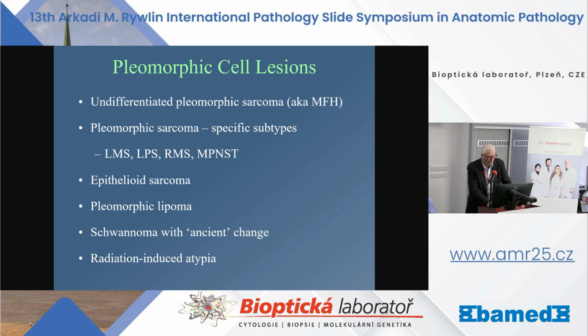This is probably number 1 on the list of pleomorphic cell lesions on the aspirates that I've encountered. But you also have pleomorphic variants of this, histologic variants of pleomorphic sarcoma, such as leiomyosarcoma, liposarcomas, rhabdomyosarcomas, MPNSTs, etc., and a lot of other entities that are listed there. Don't forget that pleomorphic lipoma, it actually goes into this list, and it's a completely benign entity, and I've shown you already schwannomas with ancient change.